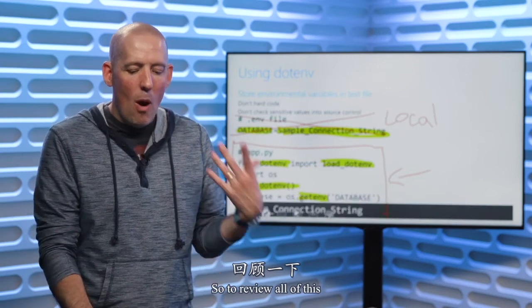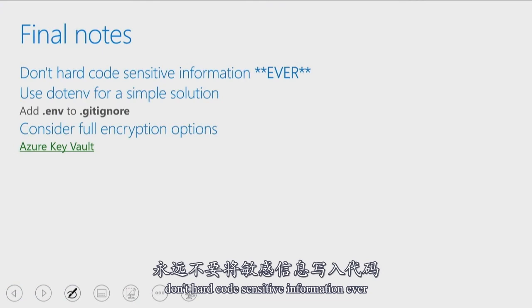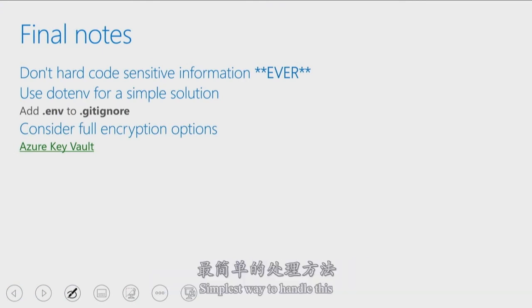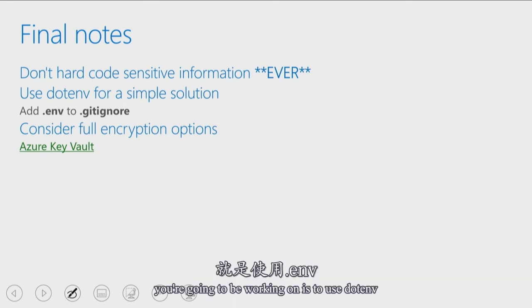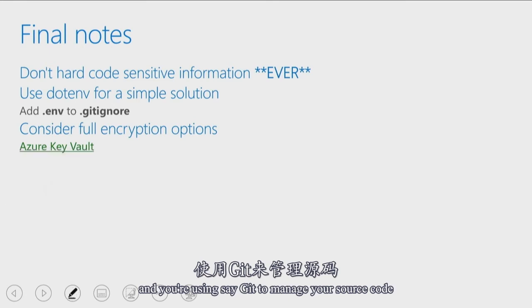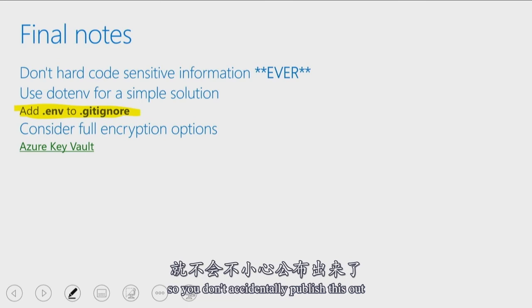So to review all of this, some final notes. Don't hard code sensitive information ever. The simplest way to handle this, which will work for most applications that you're going to be working on, is to use .env. Now, if you are going to use .env and you're using, say, Git to manage your source code, make sure that you add that .env file to your gitignore, so you don't accidentally publish this out.